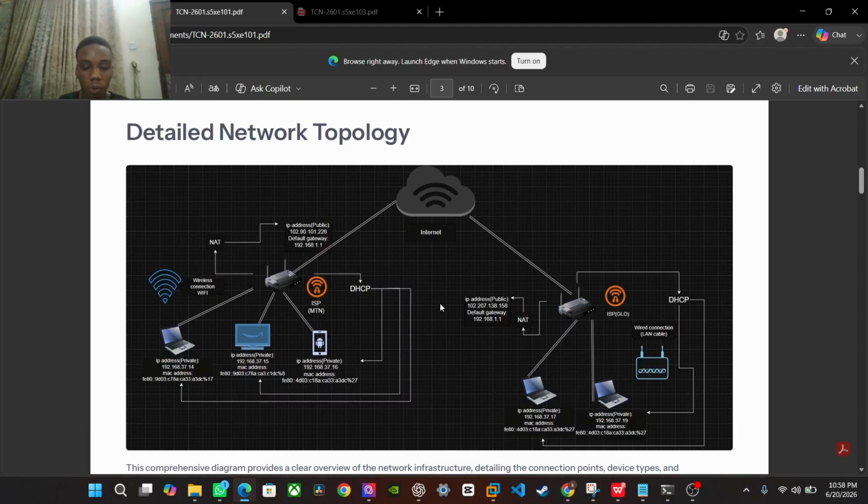Now, I would want to talk about IP addressing. We have two types of IP addresses: the public IP address and the private IP address. The private IP address is simply an IP address that is given to a device within a local network, while a public IP address is an IP address in which a device is identified within a network, not a local network, a public network, the internet itself. That is what a public IP address is.